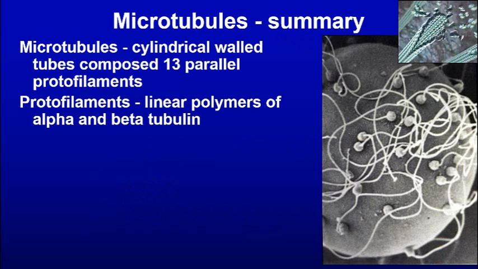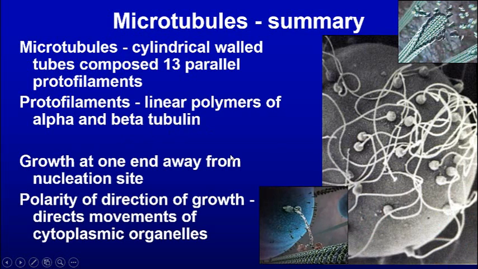So in summary, microtubules are a cylinder composed of 13 protofilaments, which are parallel, and each of those are composed of individual alpha and beta tubulin. So this is alpha beta tubulin, and they're making the protofilaments, and that's going to make a tube. And also growth occurs from one end to the other end, and it's the polarity of direction of growth that allows things to be directed in the microtubules.